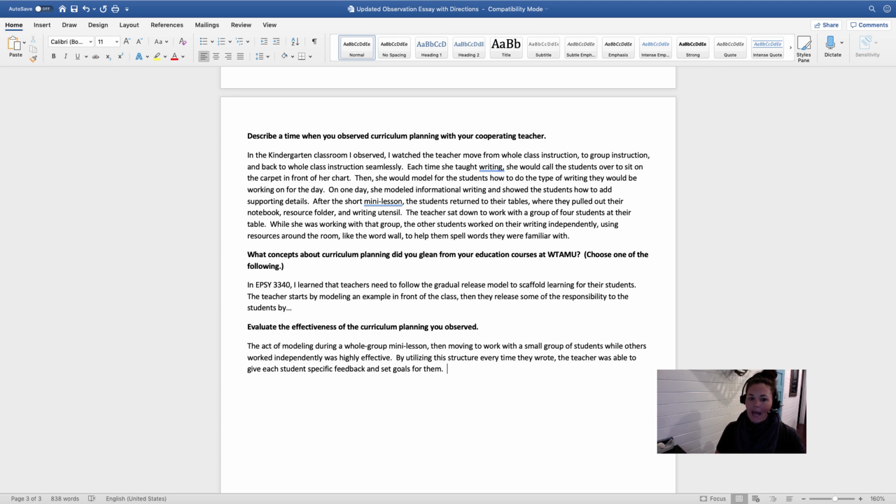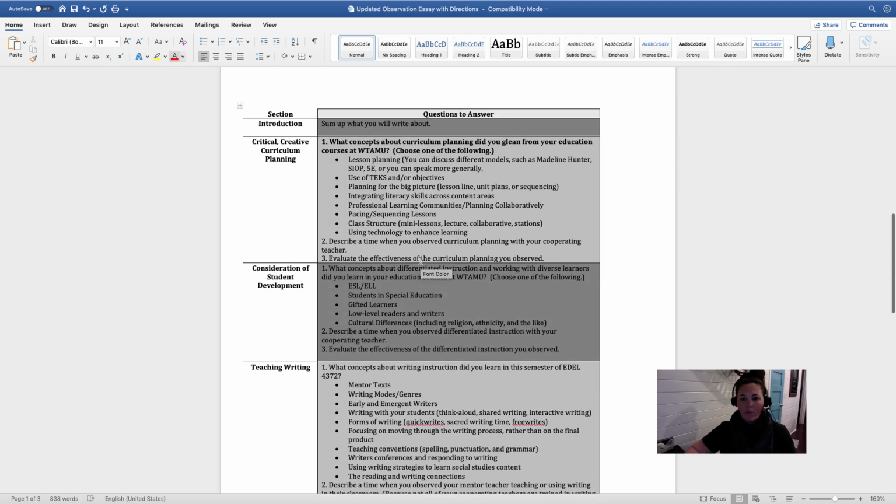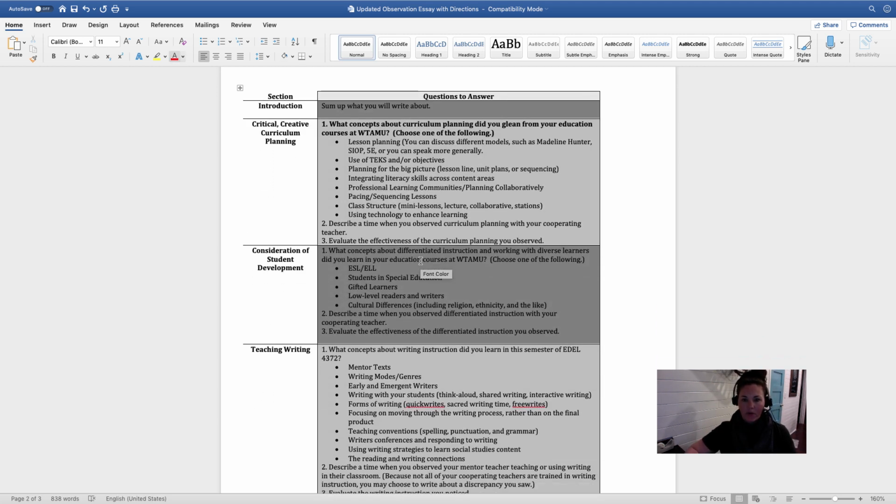Obviously, I would need to add some transitions. I might want to shift some things around. I want to change my wording a little bit, but that's the gist of what you need to do for the body paragraphs. So print those directions off with those quick writes, print off the sample, have those next to you or have them pulled up on your computer.